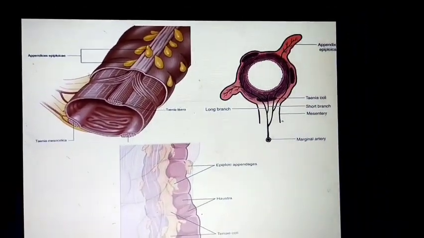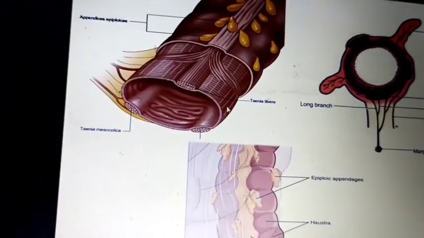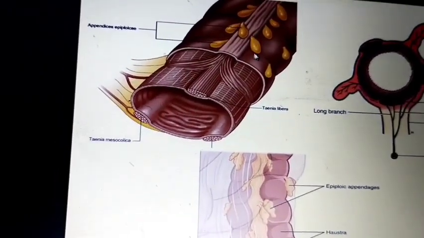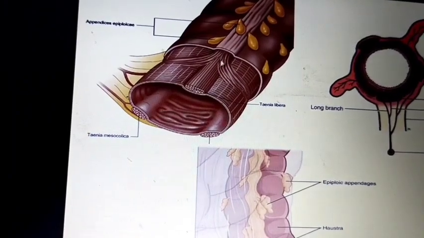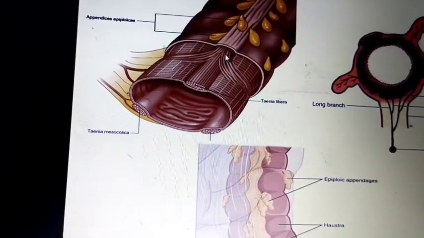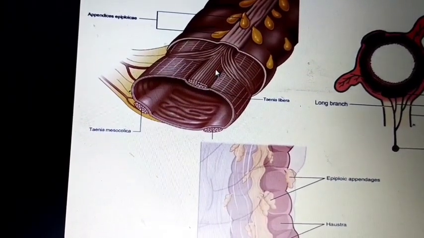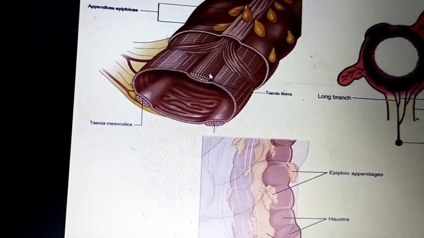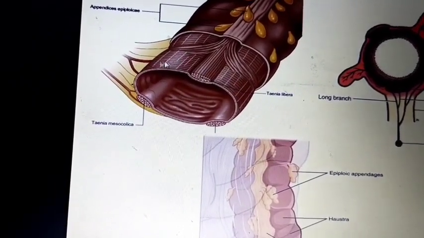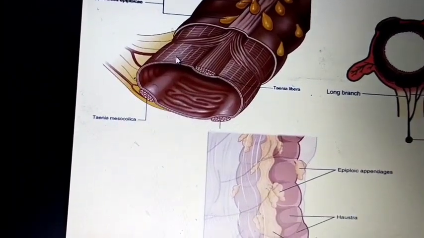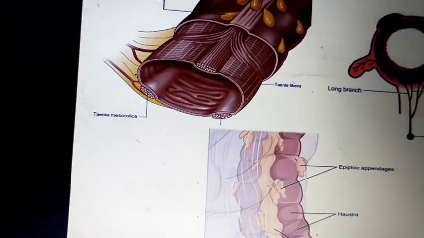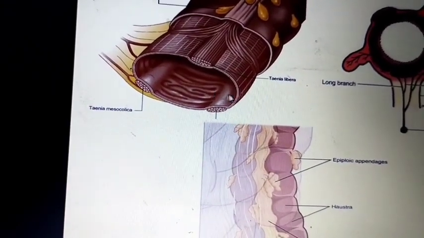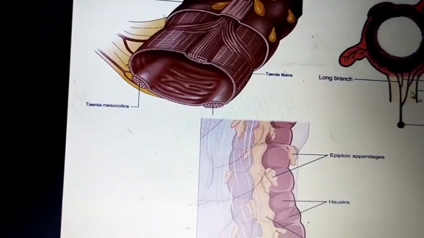Okay, you can see in this picture, as I already explained, these ribbon-like structures are the tinea coli. These are the appendices epiploicae. This is the longitudinal muscle of the large intestine. Because of this longitudinal muscle, its length is much less than the length of the large intestine. Because of that, the circular muscle of the large intestine is pulled up, and because of the pulling, sacculations form. Okay, sac-like structures are formed, you can see here.